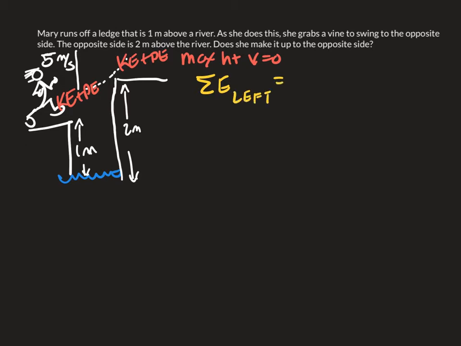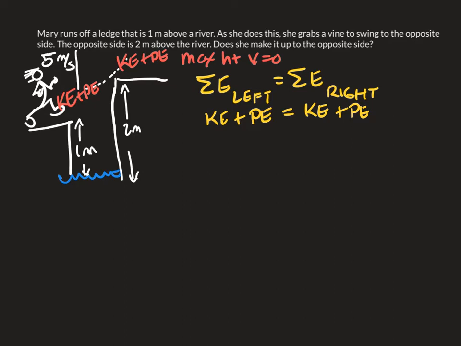Left equals sigma, that means sum, and capital E, that's energy, so I'm going to sum up all the energies on the right. And the only energies I'm looking at here are going to be the kinetic energy on the left plus the potential energy due to gravity on the left, and that's going to be equal to the sum of the kinetic energy on the right plus the potential energy due to gravity on the right. All right, so now I'm going to go through these questions and look at velocities and heights.